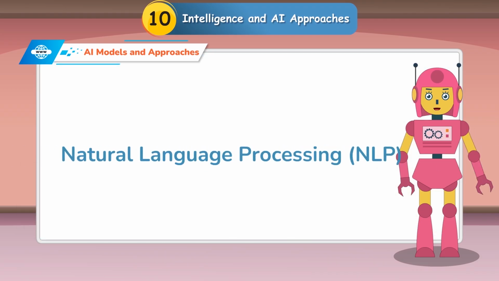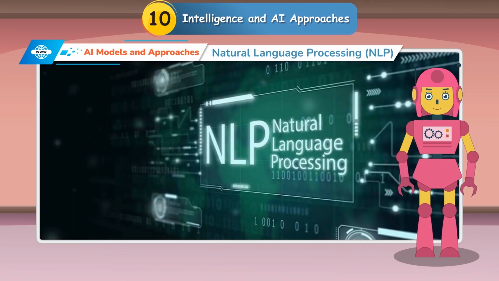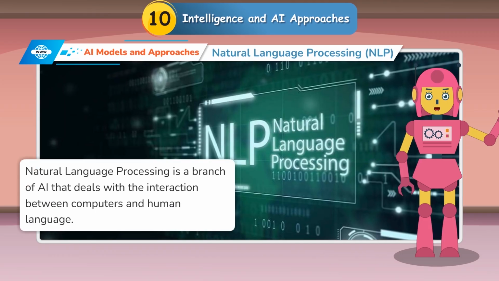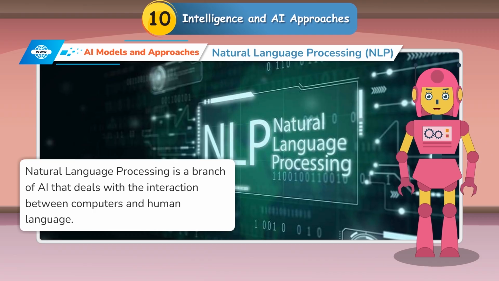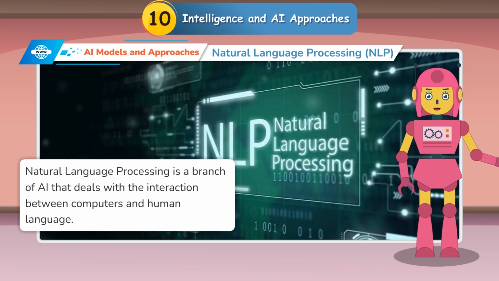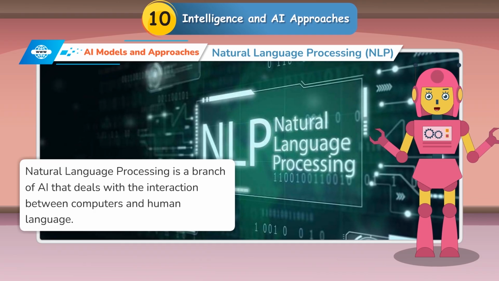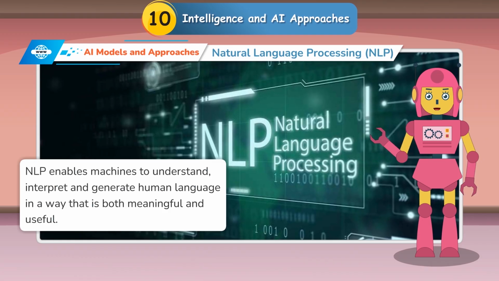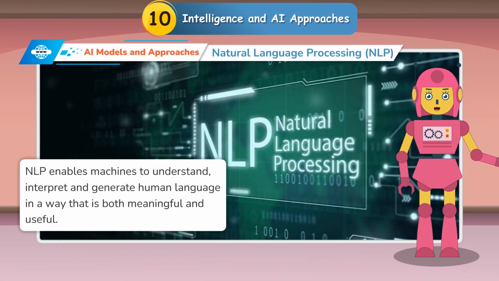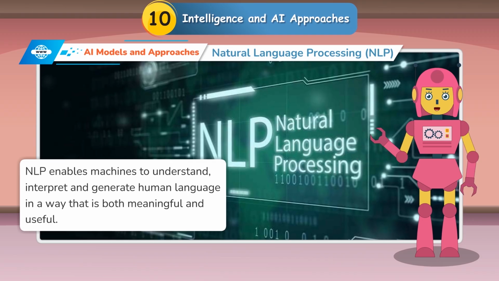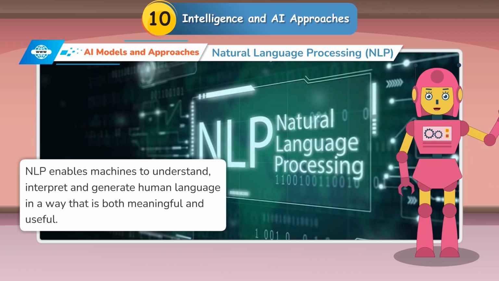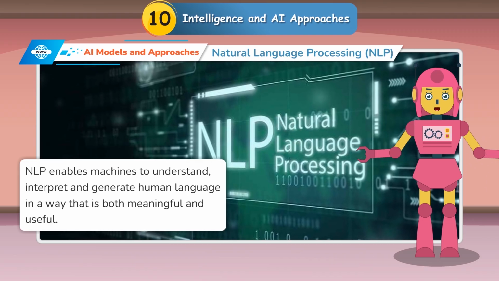Natural language processing (NLP). Natural language processing is a branch of AI that deals with the interaction between computers and human language. NLP enables machines to understand, interpret, and generate human language in a way that is both meaningful and useful.